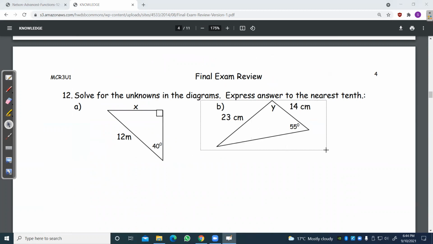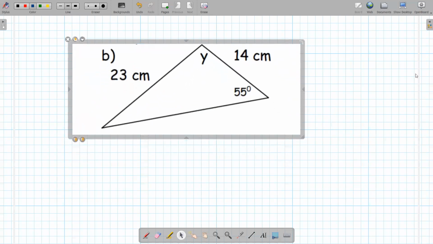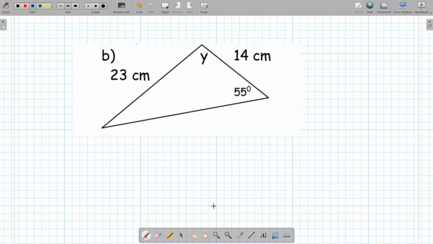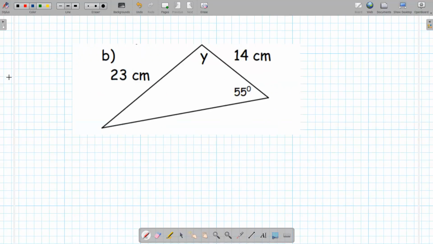Okay, all right, let's look at this. It says solve for y. We don't have the opposite, so we just have the hypotenuse and adjacent? No, we don't have the hypotenuse. Hypotenuse only exists for a right angle triangle. SOHCAHTOA is specifically only for right angle triangles, so you can't use SOHCAHTOA here, but you can use sine law and cosine law. So it's 23 and 55, so it's sine 55 over 23.